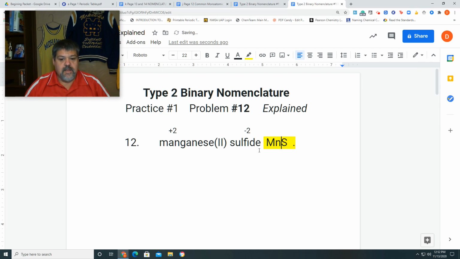Those are together. And there only needs to be one of them because they already cancel each other out. So there's our formula for manganese 2 sulfide.